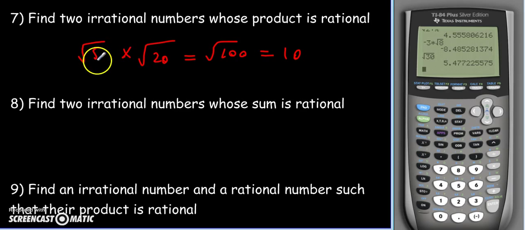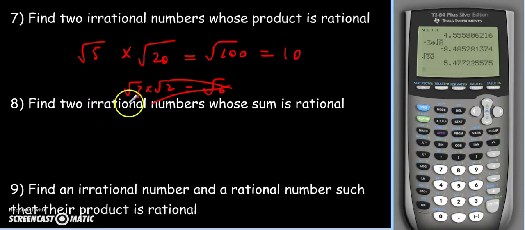All right. As would radical 3 times radical 3, and so on. Whereas radical 3 times radical 2 would not be, because that does not become a nice whole number.